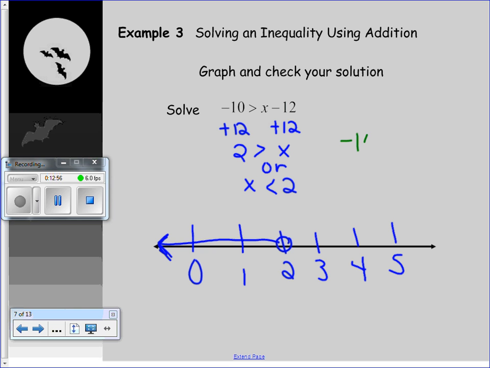Did I hear 1? Okay. So now negative 10. What is 1 minus 12? Negative 11. Negative 10 is greater than negative 11. So you'll notice that any number that you put in that is less than 2 will make the inequality true.